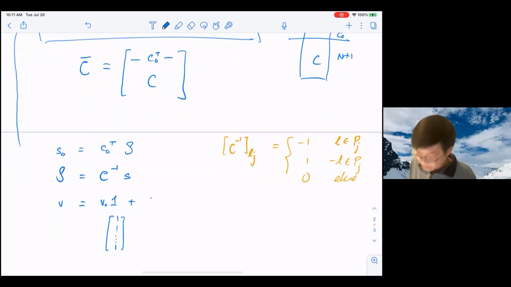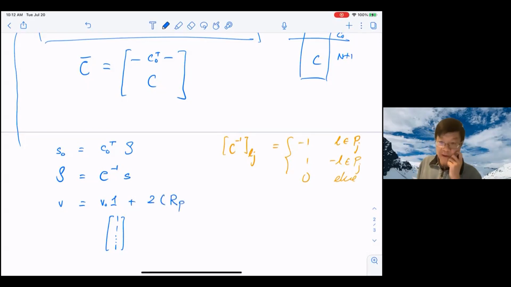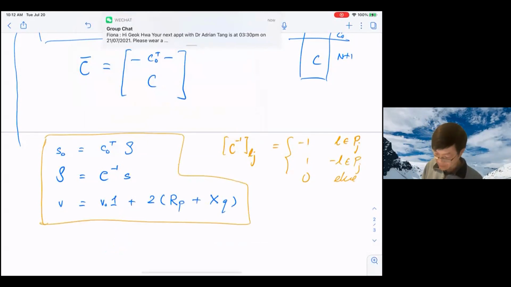Plus 2 times some matrix R times the real power injection at the other nodes except the root, plus some matrix X times the reactive power injection, right? And therefore, given the power injections, small s, at all nodes except the root, we can write down explicitly the solution for all the other variables. Okay?